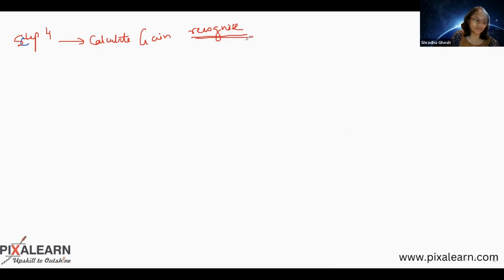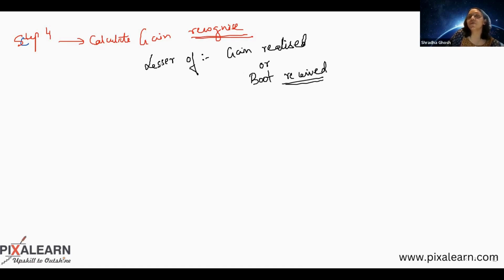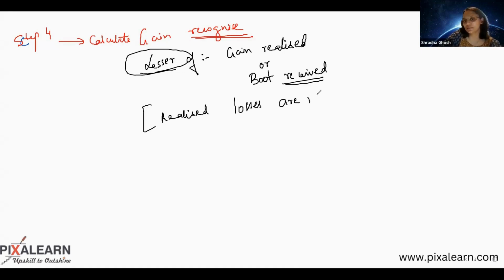How much gain is recognized in the real world? This is actually the lesser of 2 figures: either the gain that you realized, that you calculated in the step above, or the boot that you have received, whichever is lower, guys. The lower of the 2 figures. Please remember that realized losses are never recognized. We never recognize the losses on exchange of lifetime business property.